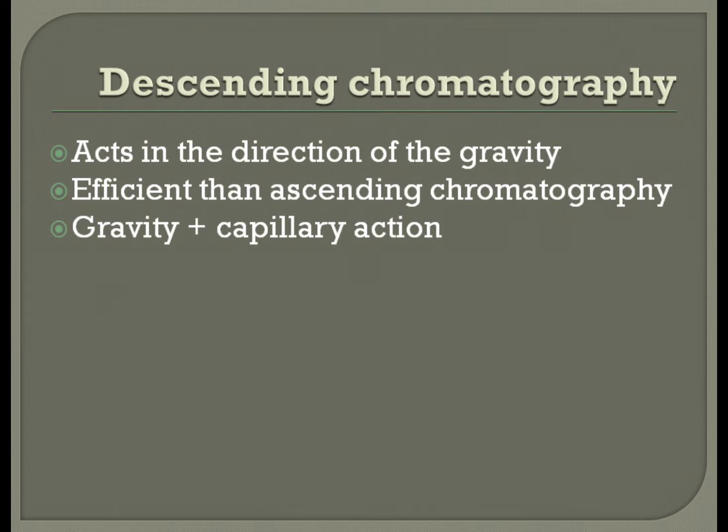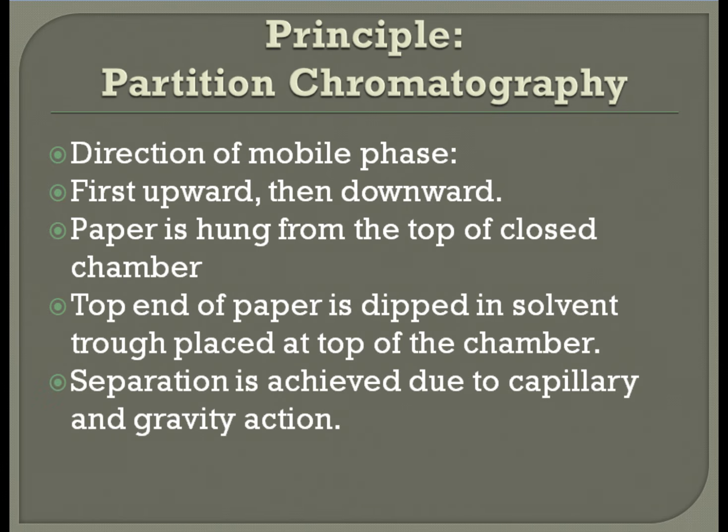The separation of components still happens by the same principle of partition, but due to the downward flow, we get better and quicker separation. Now we will understand the principle of descending chromatography, which is a type of partition chromatography. In this method, the paper strip is hung from the top of a closed glass chamber. A solvent trough is placed at the top of the chamber and the top end of the paper is dipped into this solvent.